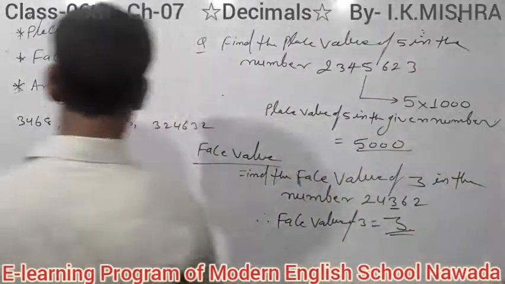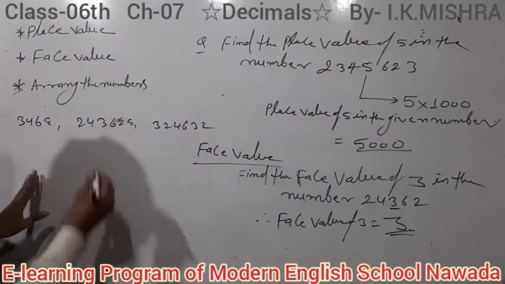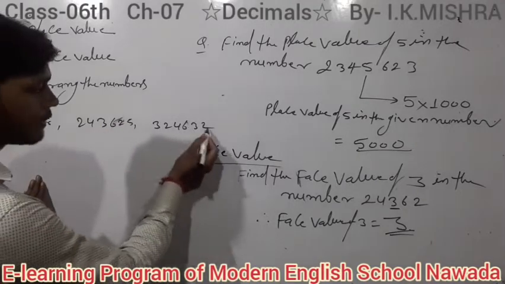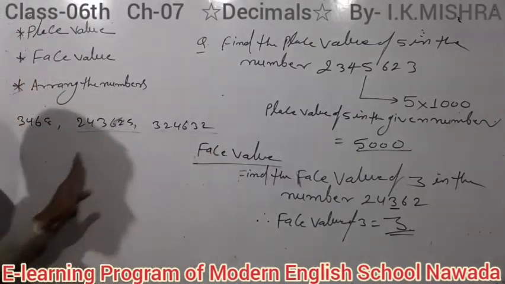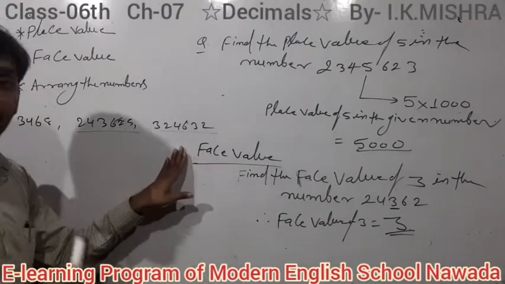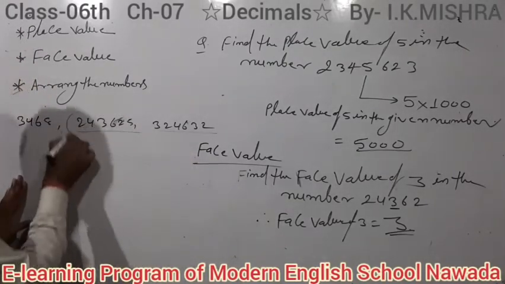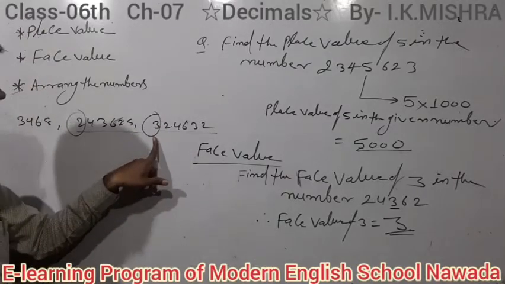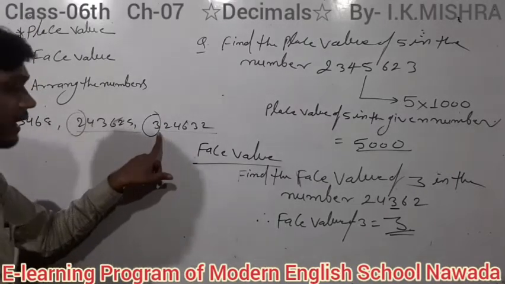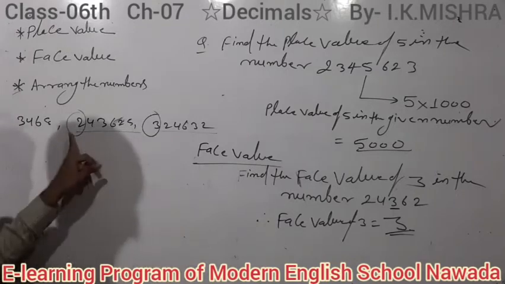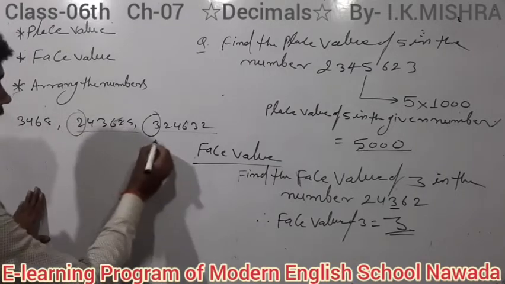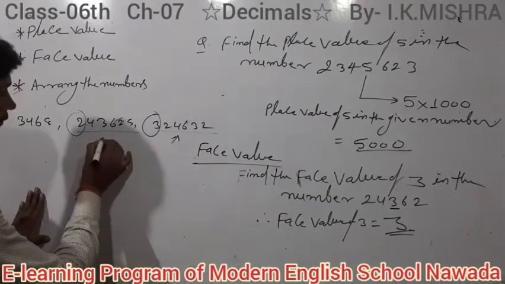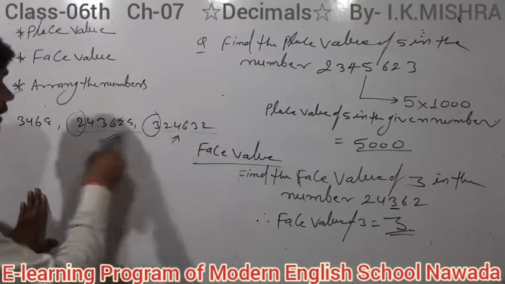Suppose in this question, in this number here 1 2 3 4 5 6, 1 2 3 4 5 6, in both 6 digits are present. That means after that observe its leftmost digits. Here leftmost digits are unequal. Here 3 is greater than 2. So here this number is greater than this number is greater than this.